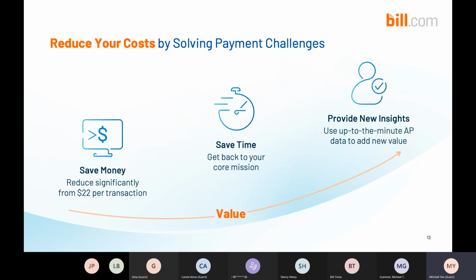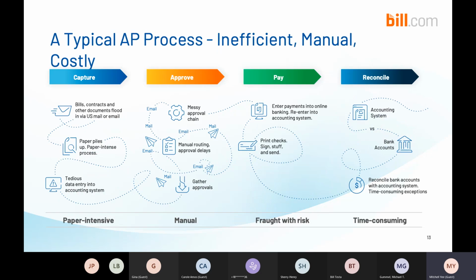And there's a way to save time and money and provide even more value to your organization by also streamlining your entire AP process. This is the most important and most valuable solution, helping you gain new insight. Why do we say that? Well, let's take a look at a typical AP process.